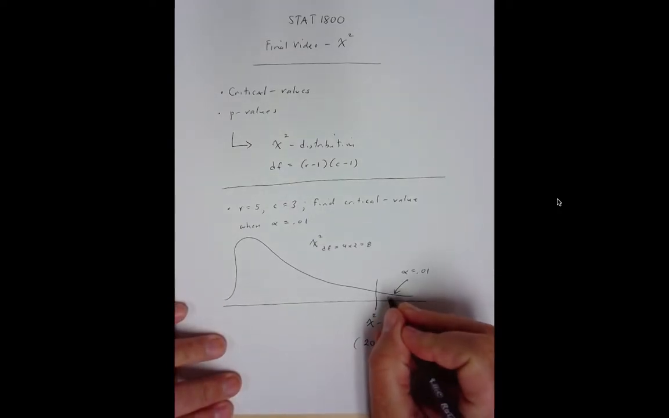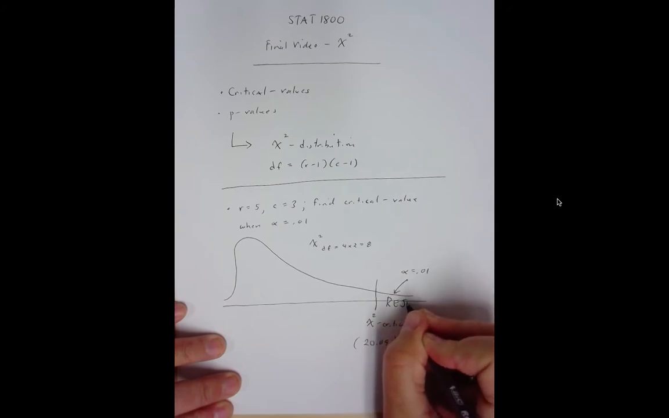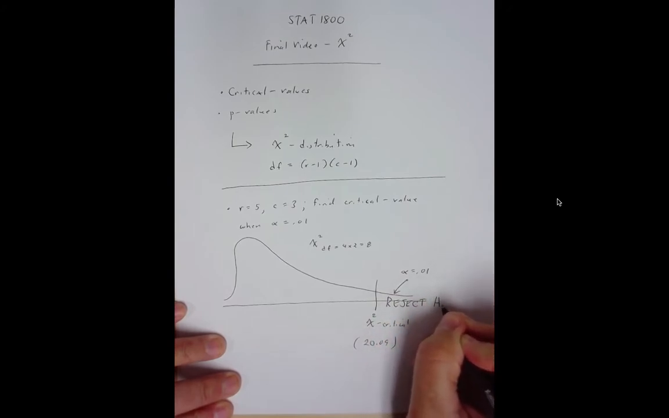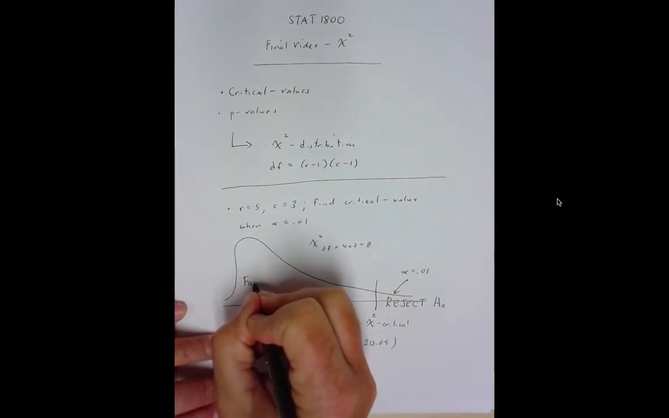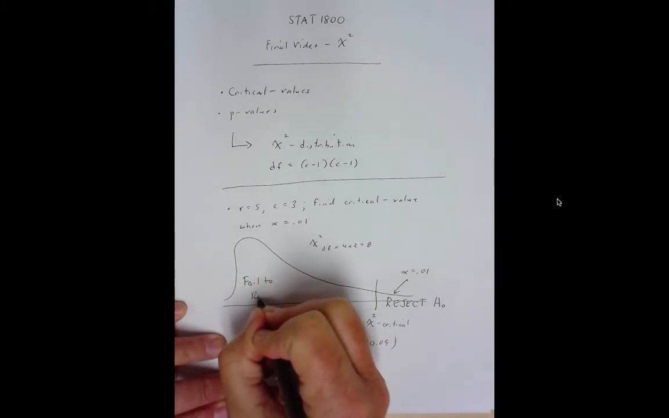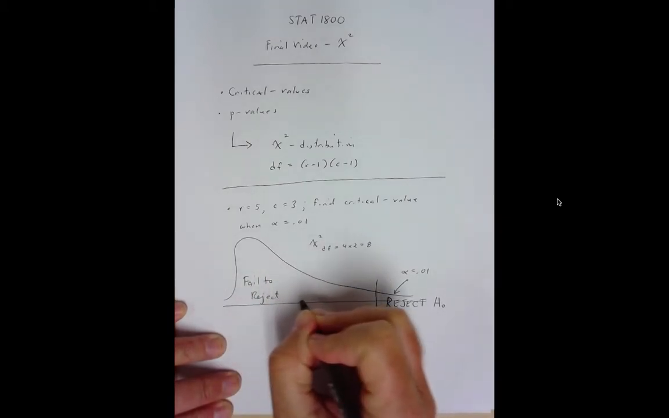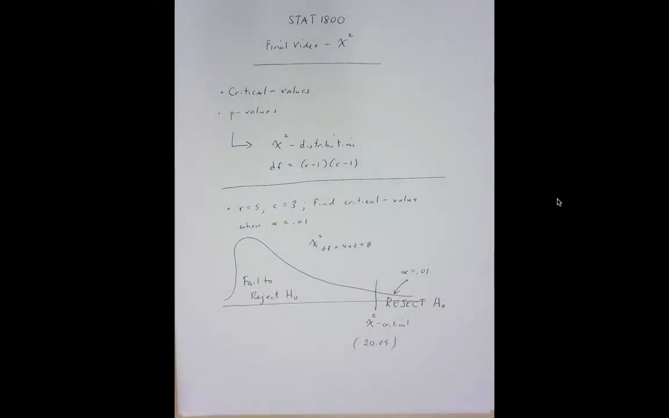So guys, again, this is our reject H sub O region, and this is our fail to reject H sub O region.